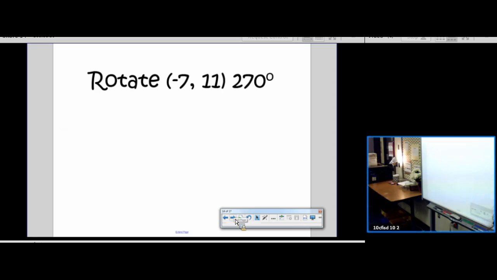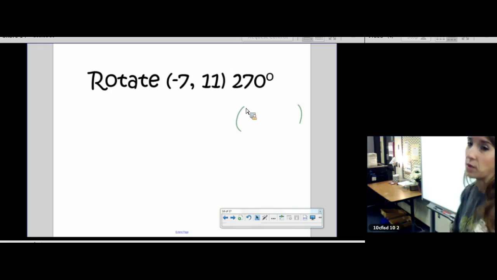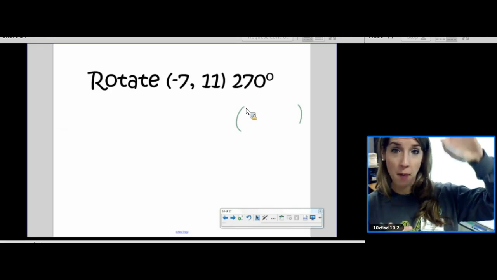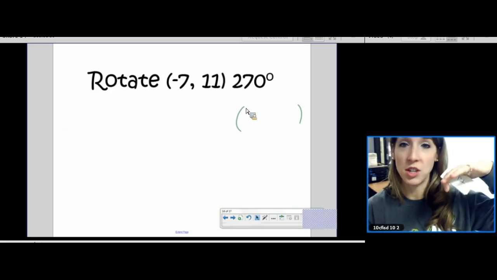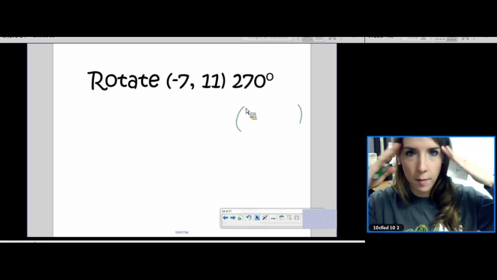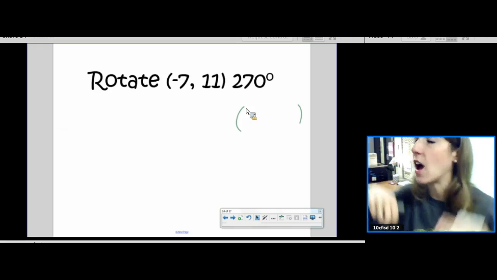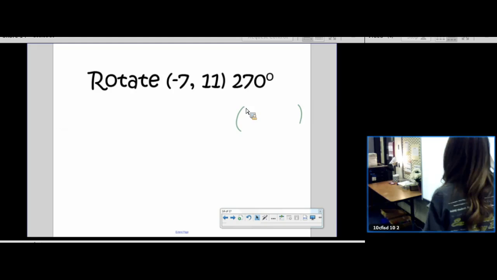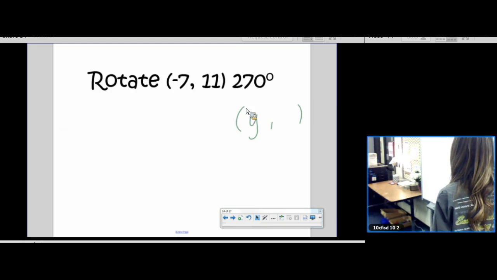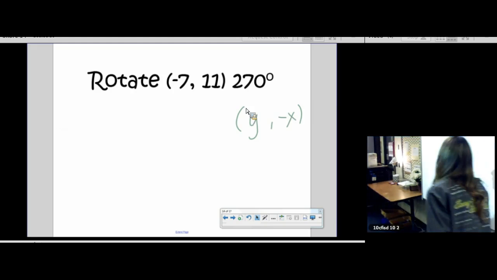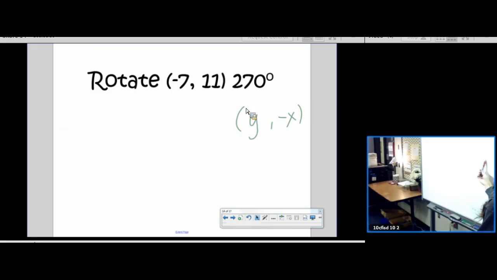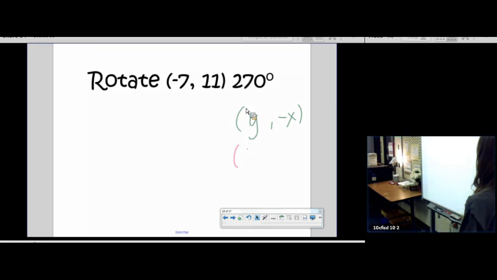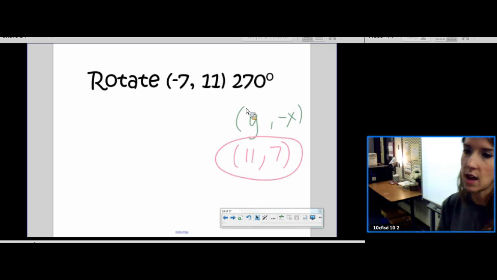Rotate negative 7, 11, 270 degrees. So first thing I'm going to do, well, if I'm the student, at the top of my quiz, I'm going to write all the rotation rules. Not from my notes, but from my memory. I'm going to write them all at the top, and then I'll have them to use. So I'll be able to see the rule right in front of me. There's the rule. Okay, it says take Y and leave it alone. Take X and change the sign.